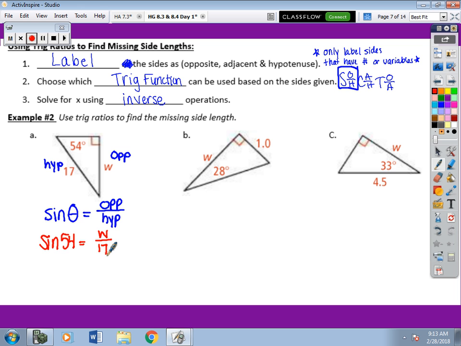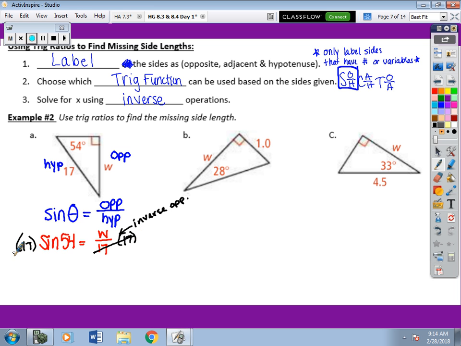Normally this is like the first thing I would write down. I won't write the formula, but just for our notes, so you can see where this is all coming from. Now once you get to this step, you're following inverse operations to solve. So if I want to solve for W, what would I have to do to both sides? Multiply by 17. I see division. That's what this division bar is. So I'm going to use inverse operations, and I'm going to multiply by 17 on both sides.